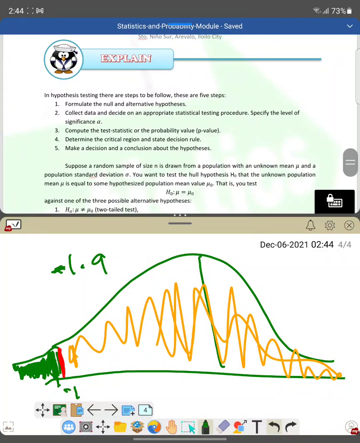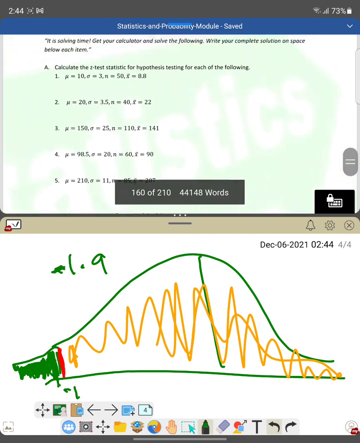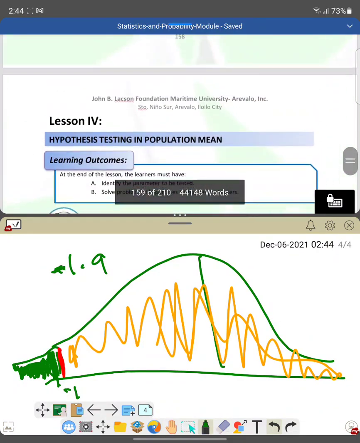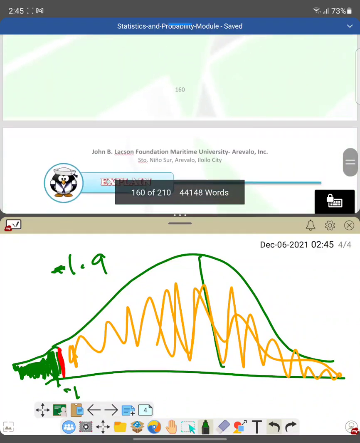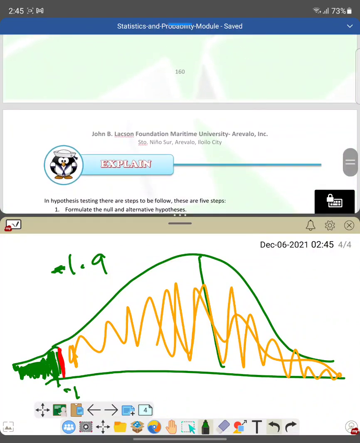Okay, now we will discuss lesson 4 of chapter 4, but still this is about hypothesis testing, or testing the hypothesis. So in hypothesis testing, there are 2 steps to be followed, or before anything else, we have the following goal for this one. Identify the parameter to be tested and solve problems in hypothesis testing on parameters. So take note, the parameter is usually given by your average, or your mean, or your population mean.